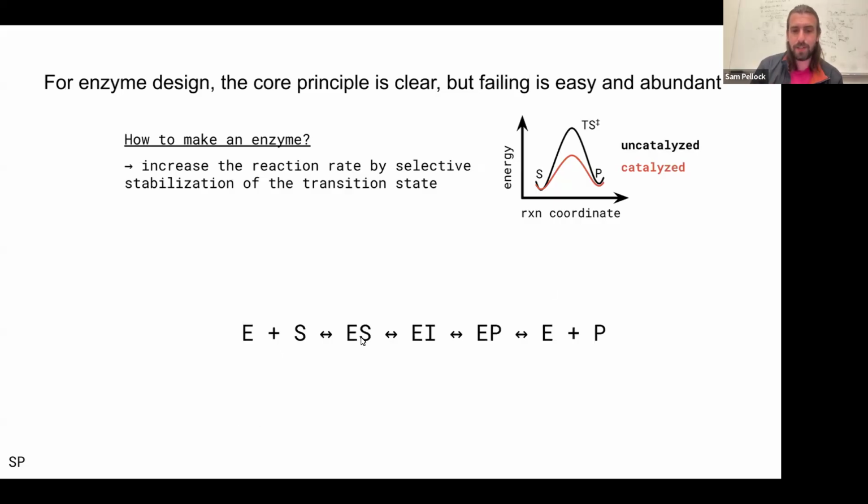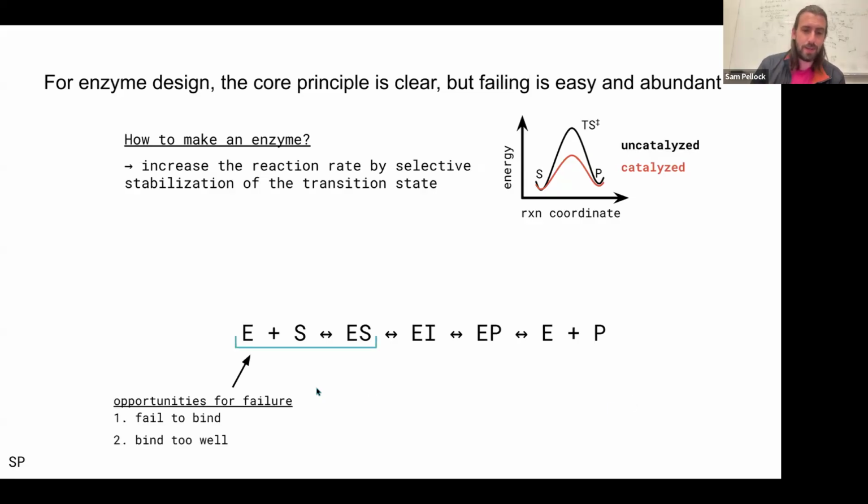The enzyme has to bind the substrate. Sometimes you have to proceed through an intermediate. Once you've generated the product, you need to release that product. So we have a lot of opportunities to fail, is how I'll put it. You could fail to bind the substrate at all. Maybe there's no channel for the substrate to get into the active site, or you could bind the substrate too well and overstabilize this ground state and make it impossible to get over the transition state.